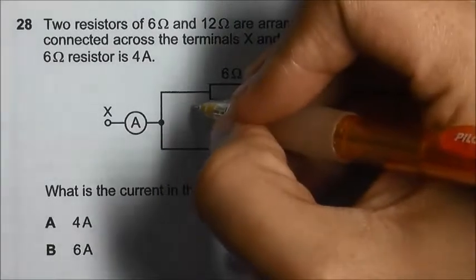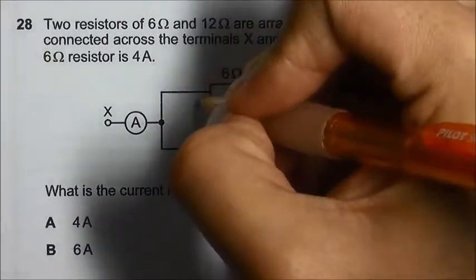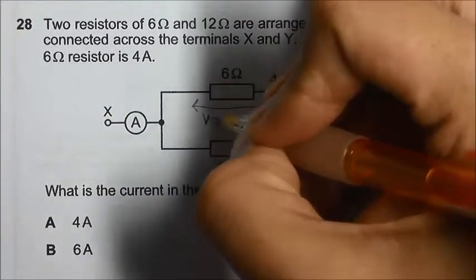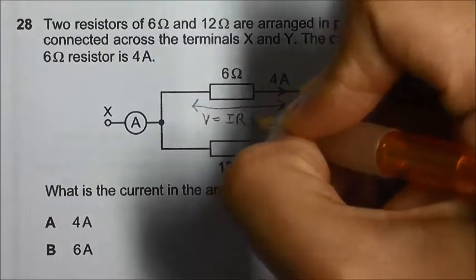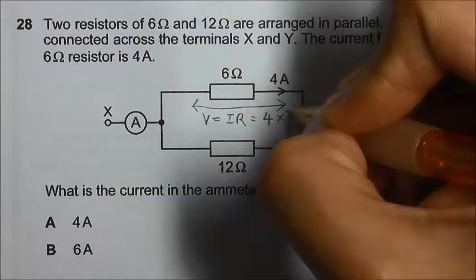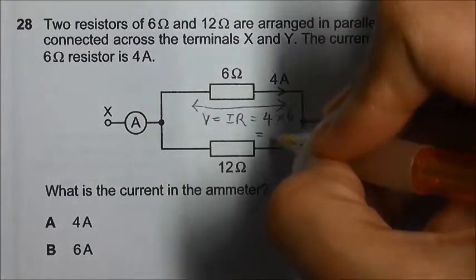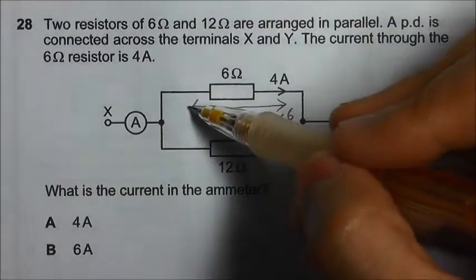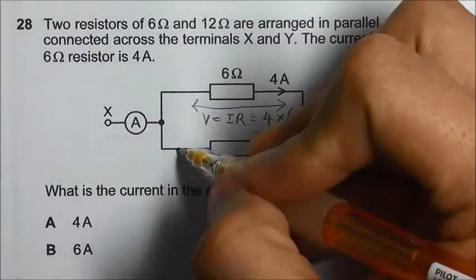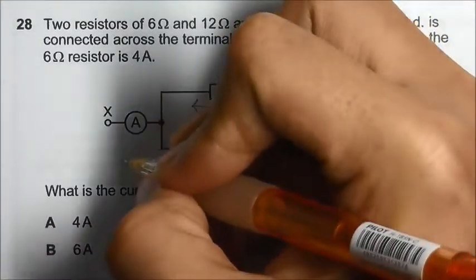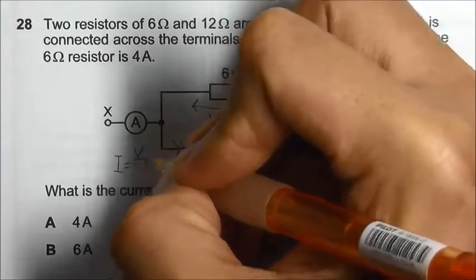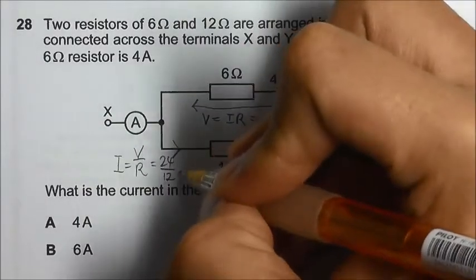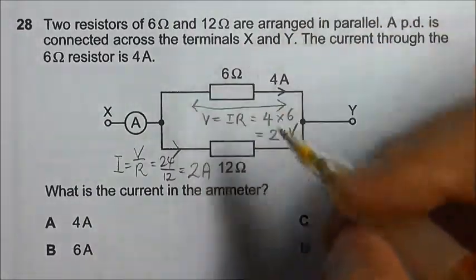Okay, first of all, we need to find the voltage across the parallel branch. So we can use the formula V is equal to IR, and I is 4, R is 6, so the voltage here is 24 volt. Okay, so since the voltage here is 24 volt, we can calculate what is the current here. Use the formula I is equal to V over R. 24 divided by the resistance, which is 12, we will get 2 ampere.